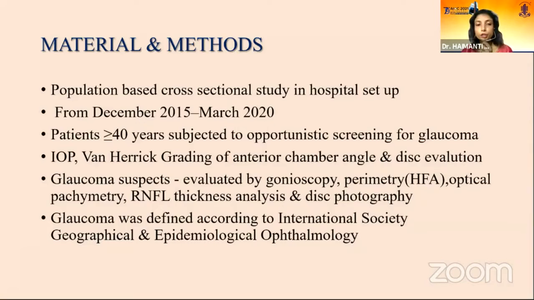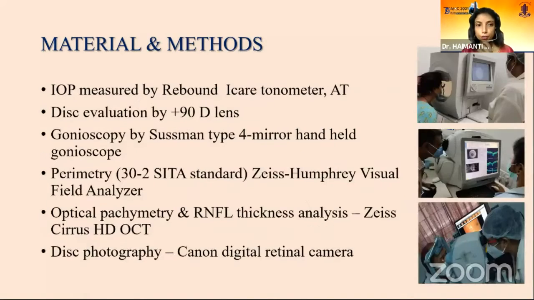All patients above the age of 40 years were subjected to opportunistic screening for glaucoma. Intraocular pressure, Van Herrick grading of anterior chamber angle, and disc evaluation were done for all cases. Those who were glaucoma suspects were evaluated further. Intraocular pressure was measured by rebound tonometry.